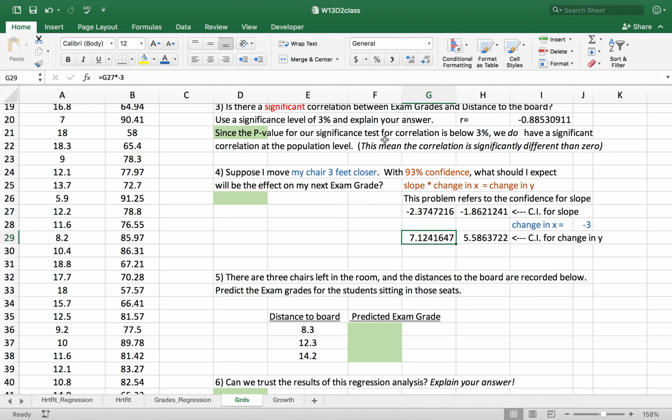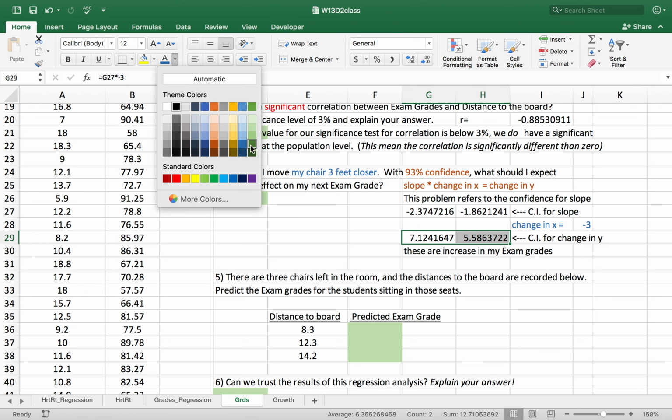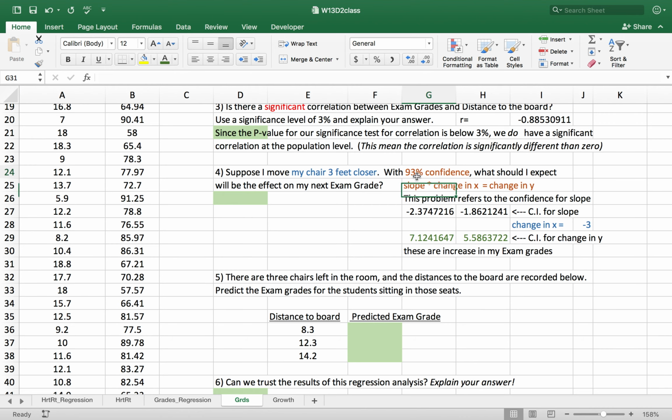So this tells me that if I move my chair 3 feet closer, I should be able to expect anywhere between a 7-point increase and a 5.5-point increase in my grades. So keep in mind, these are increases in my exam grades. Okay, so this is what we've finally arrived at. And this is more at the population level because I'm using a 93% confidence. So I'm using a confidence level. So here's my final answer here.